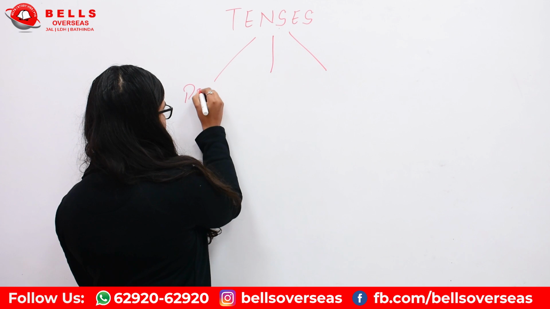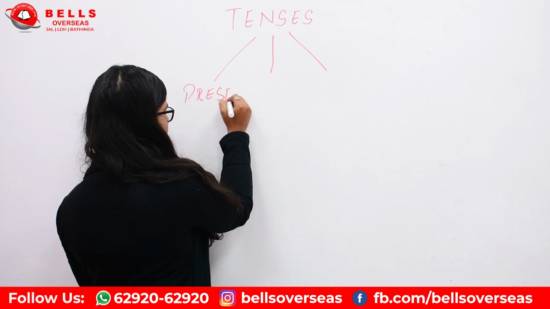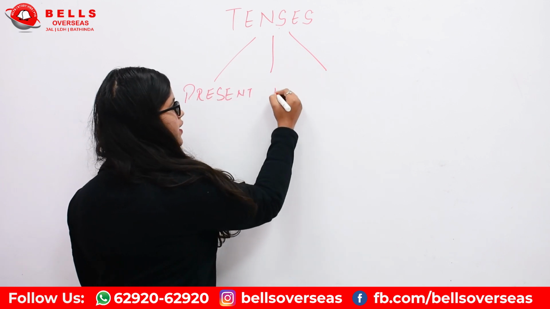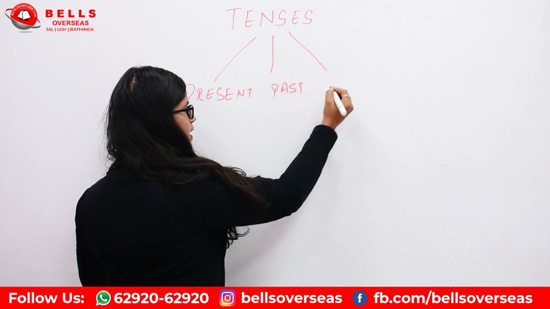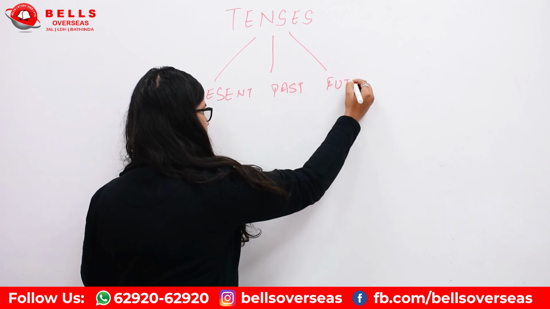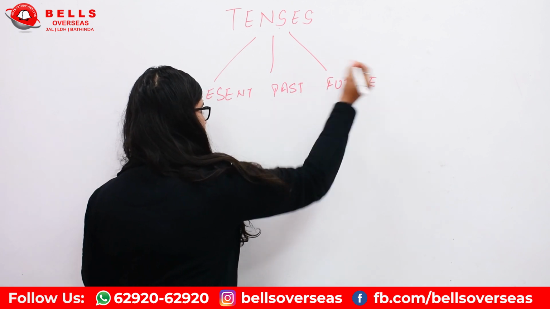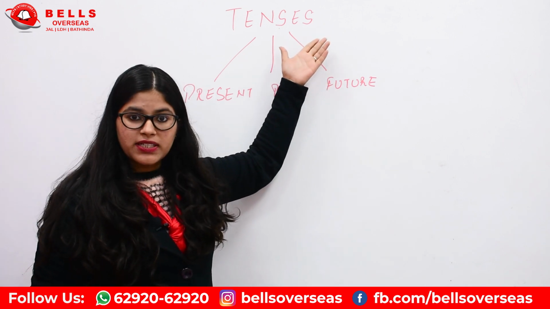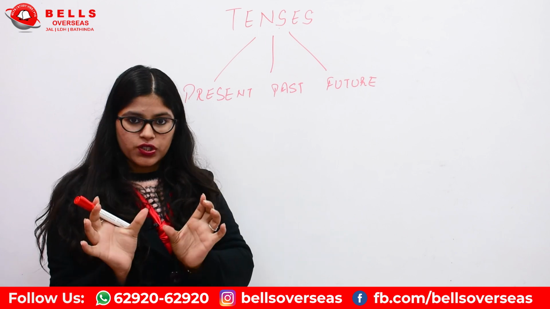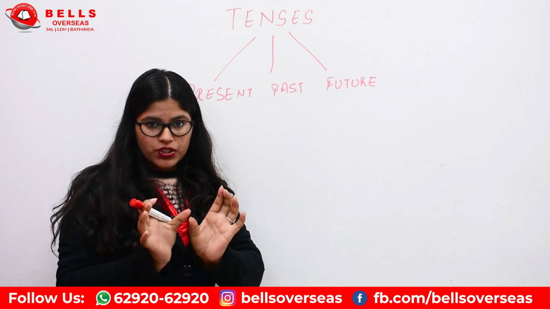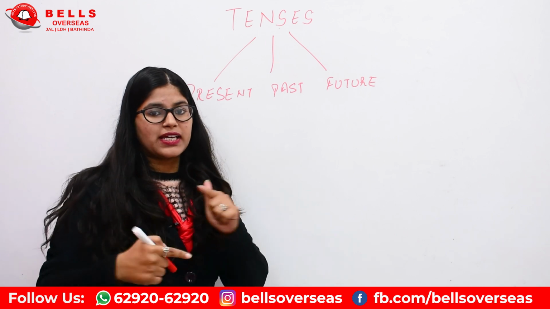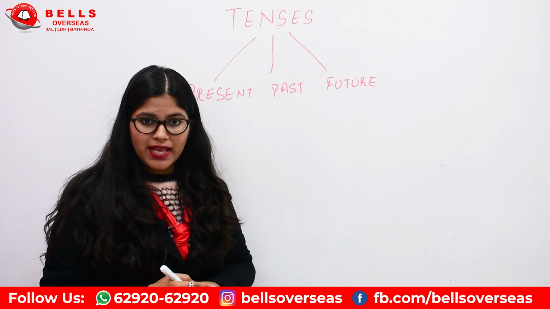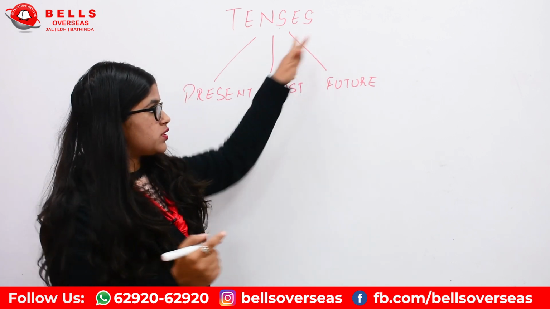We have present tense, we have past tense, and we have future tense. First of all, we'll discuss what tenses are. Tenses means the time of action. That means जो आपका action है, जो आपका काम है, वो किस time पर हुआ है, to indicate that वो बताने के लिए we use tenses.